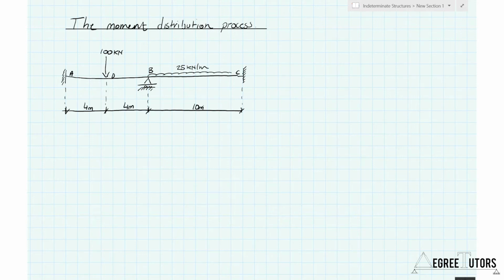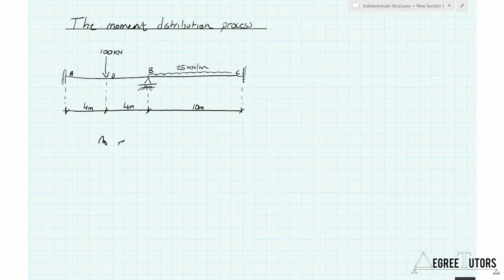Now, straight away, you would look at that and you'd say, right, unless I know this procedure, this moment distribution procedure, or some other procedure for statically indeterminate structures, you couldn't analyze it because there are too many unknown reactions. So it's statically indeterminate, and we can confirm that if we look at the number of reactions.